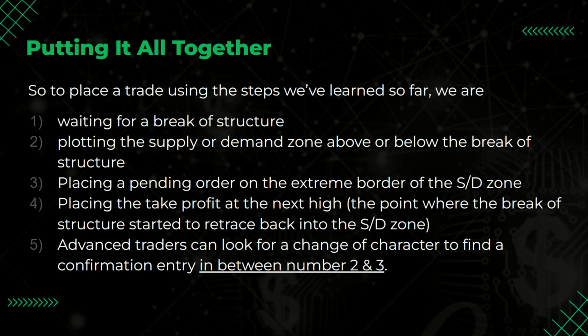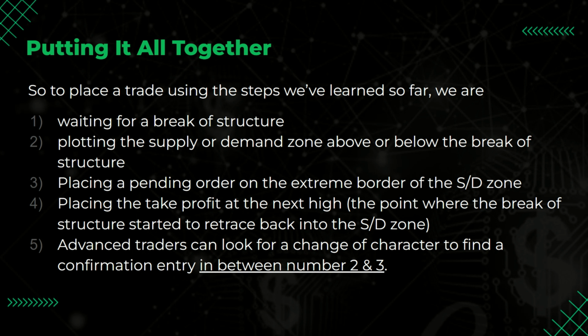And so after we wait for a break of structure, we then plot our supply and demand zone. As soon as we get the break of structure, we can do this. And like we talked about, the supply and demand zone is above or below the break of structure, depending on which direction the break of structure is actually going on the chart. After we plot our supply and demand zone, we then place our pending order on the extreme border of the supply and demand zone. Like we talked about, you can customize this to your trade plan to where you enter on the 50% line or you wait for confirmation. But in this lesson, I'm just going to be keeping it as simple as possible.